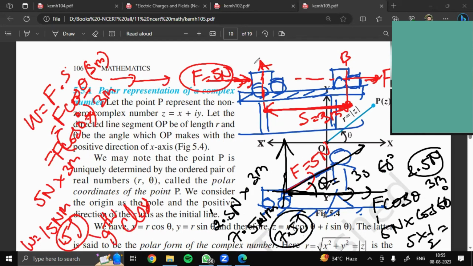So actually, if you understand, the force has two components: one horizontal component in yellow color and one vertical component over here in green color. Can you see this part? This is the vertical component, this is the horizontal component, and this is the angle theta. The polar representation is exactly the same as breaking up a force into two components. This topic and the dot product of force are exactly the same. There's no difference between them.